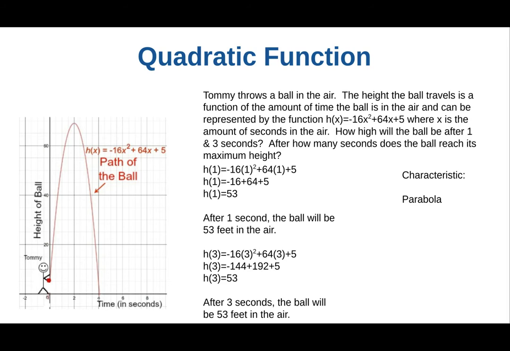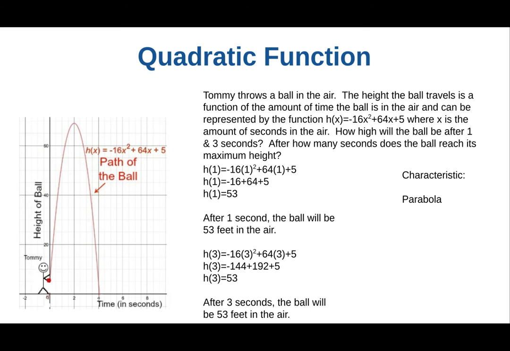If you notice, all we did to find out how high the ball would be after 1 second is we substituted a 1, or input a 1, every place we saw an x, and we did our math, and that gave us an answer of 53. So after 1 second, the ball will be 53 feet in the air. If you look at the next example, after 3 seconds, same thing, you input 3 into the function, so h of 3 is going to equal negative 16 times 3 squared plus 64 times 3 plus 5. And again, we do the math, and we get an answer of 53. So we would conclude after 3 seconds, the ball will be 53 feet in the air.